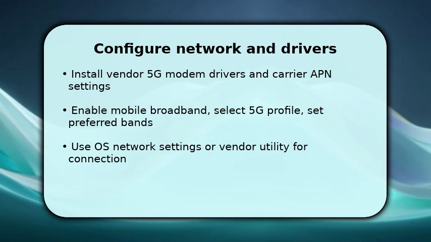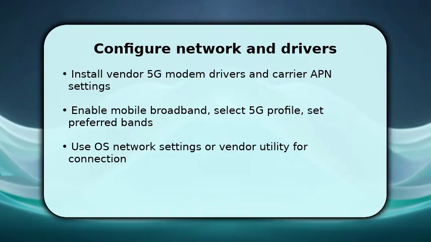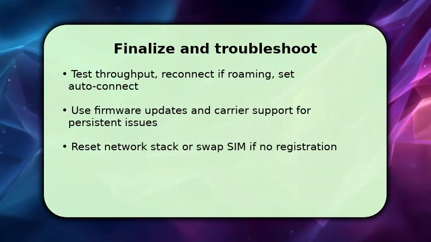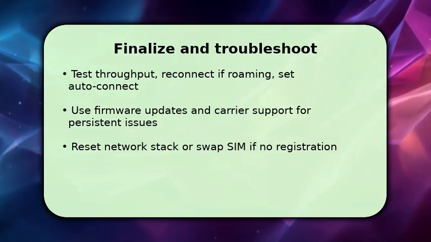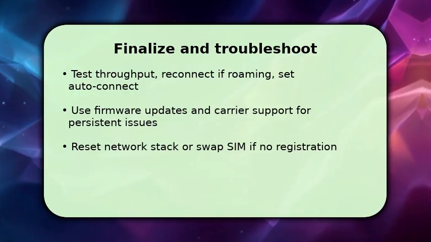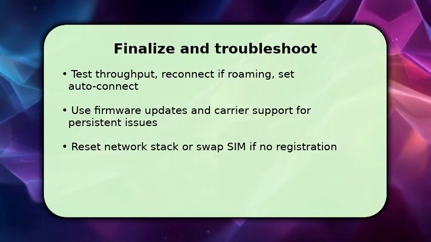Once your software shows registered, initiate a connection and verify IP allocation and internet. You'll finish by validating performance and setting recovery options. Run a speed test to confirm 5G throughput and check latency. If results are low, toggle airplane mode or reconnect to force re-registration.